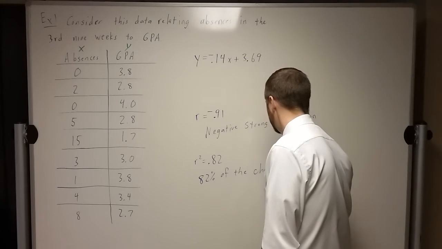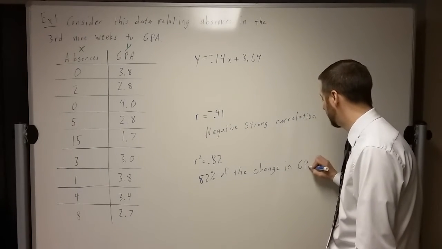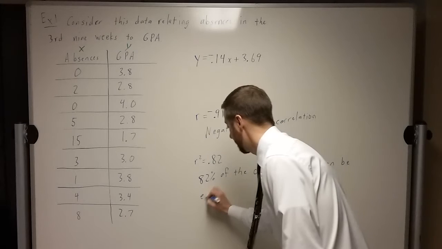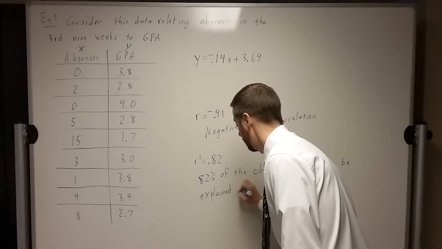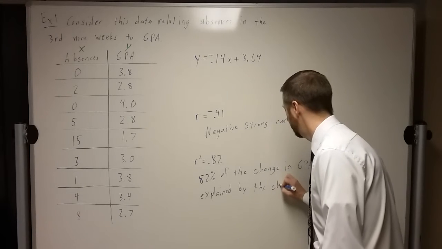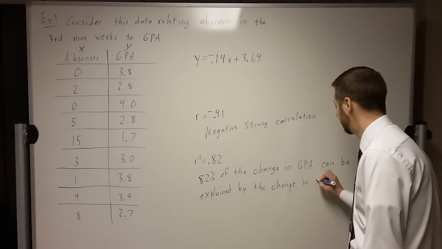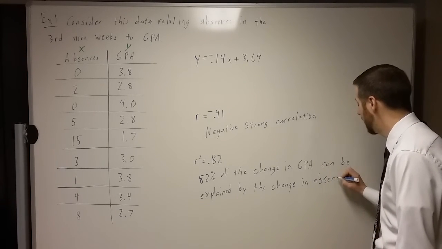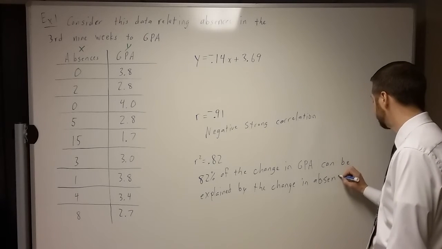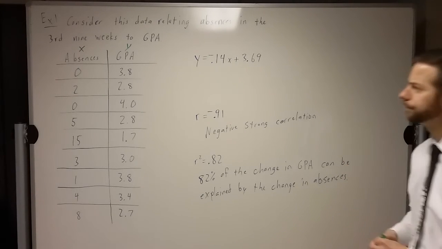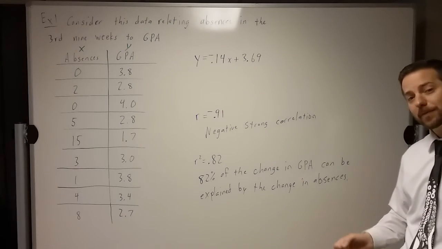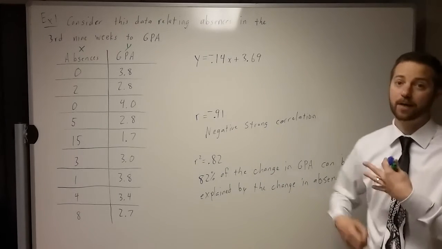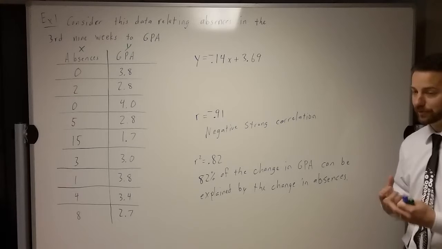of the change in GPA, or variability in GPA, if you like that word instead, can be explained by the change in absences. So we're saying 82% of the change in GPA can be explained by the change in absences. Now, that's pretty significant. So what you're saying is 82% of the change in your GPA can be explained by the change in how much you're absent from school. That would be a very significant finding.